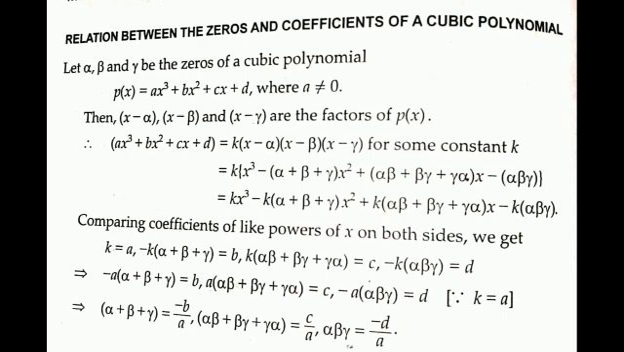And finally we have alpha plus beta plus gamma is equal to minus b by a, alpha beta plus beta gamma plus gamma alpha is equal to c by a, and alpha into beta into gamma is equal to minus d by a.